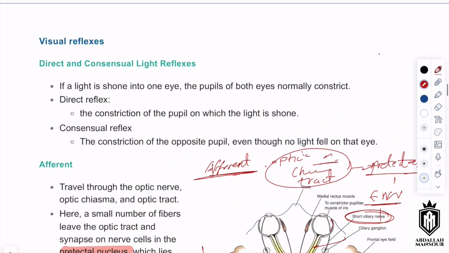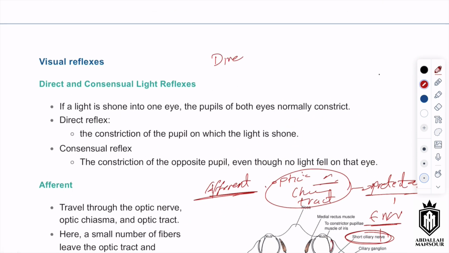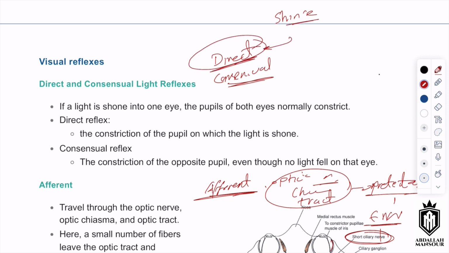So to summarize, you have a direct and consensual light reflex, and this is basically when you shine some light into one eye, it will constrict on that side, and that will be the direct light reflex, and constrict on the other side as well, and that will be an indirect or consensual light reflex.